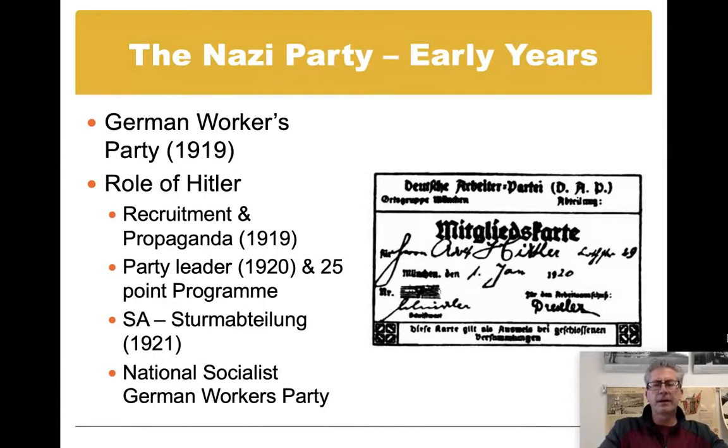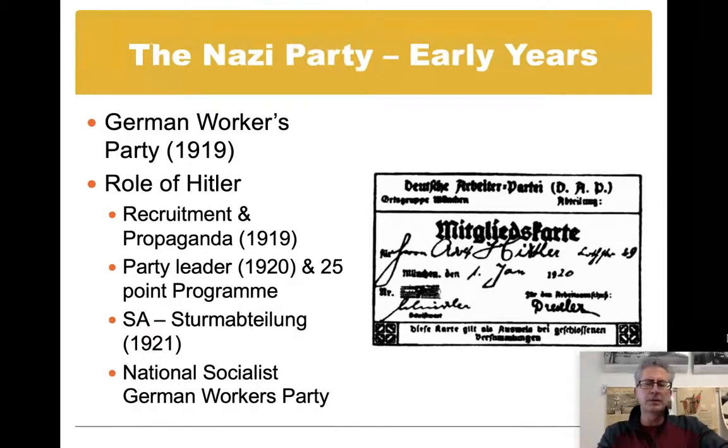The Nazi Party actually was called the German Workers' Party and was formed in 1919, and Anton Drexler was the founder of this party. What he wanted to do was create an alternative to the Communist Party. So his goal was to bring in workers and people interested in nationalist ideas to really become, again, this alternative to the Communist Party.